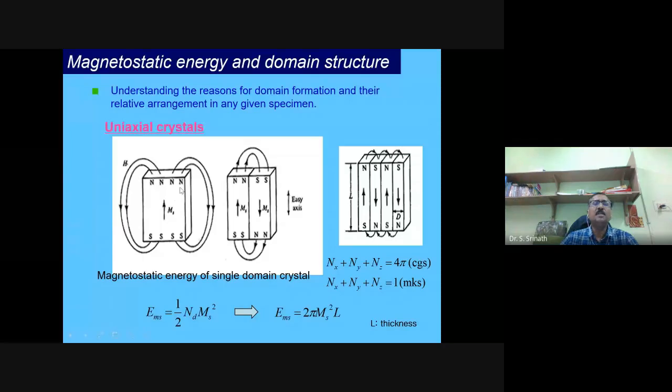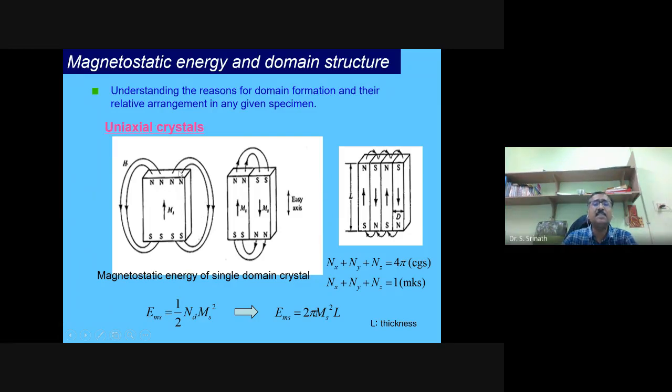Since in the bulk, the number of these surface poles is much smaller in comparison to the large number of dipoles, or spins, which are oriented along this direction, this is only a small correction to the total field. So if I write the total field seen by the spin system, in the absence of external field, it is the internal field minus the field due to the demagnetizing surface poles.